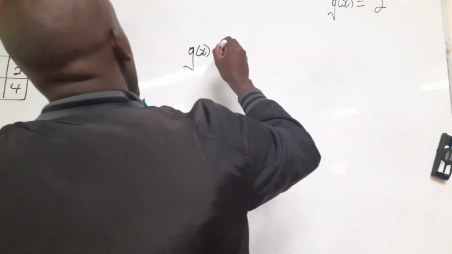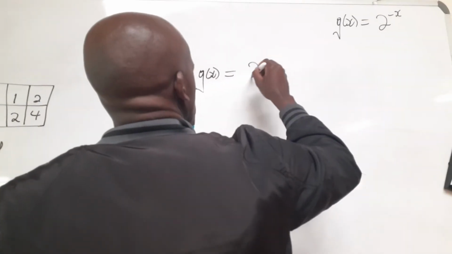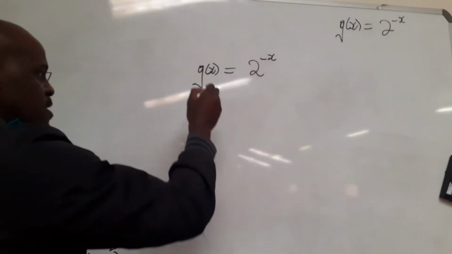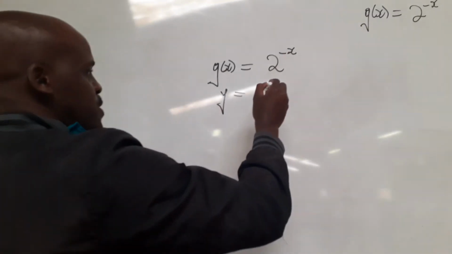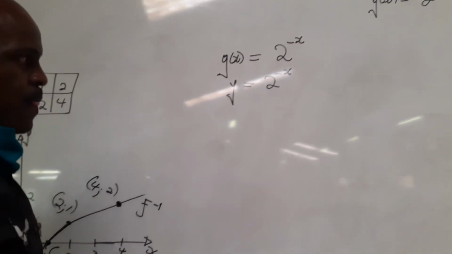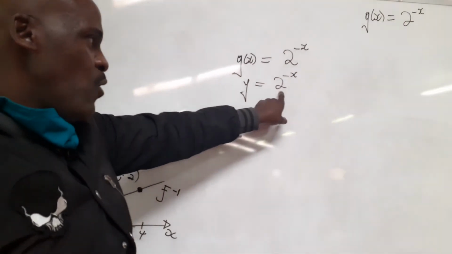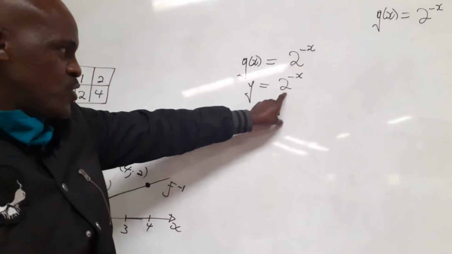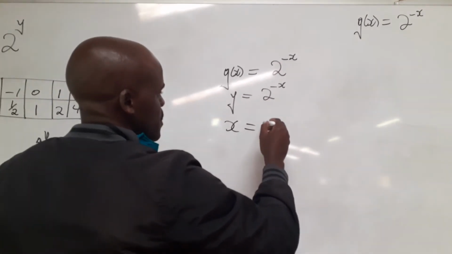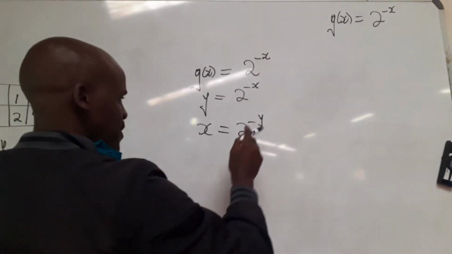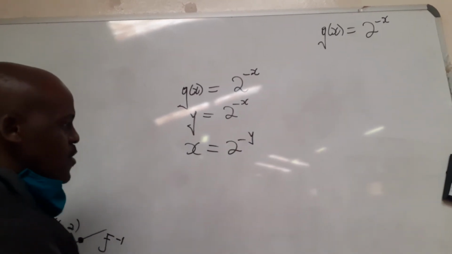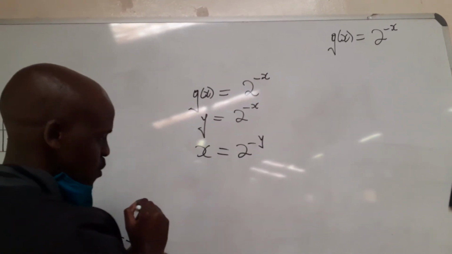g of x is equal to 2 exponent minus x. Let's find the inverse again. y is equal to 2 exponent minus x. Remember, this will be our base if we are to write the inverse. We swap the points. x is equal to 2 exponent negative y. This is our base. So to make this the subject, we'll have to introduce the logs.